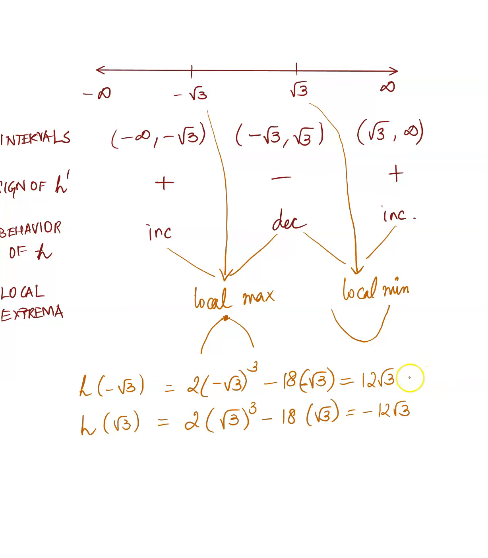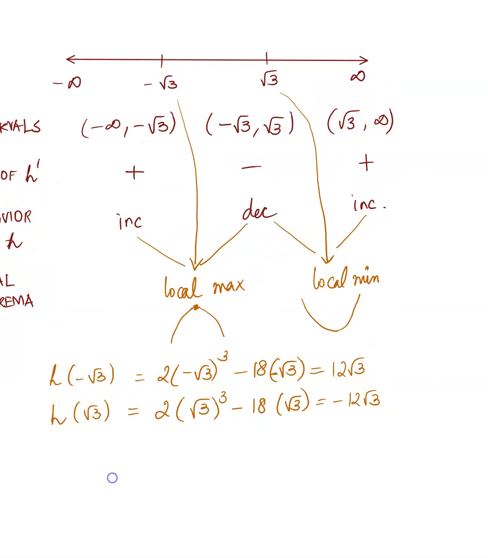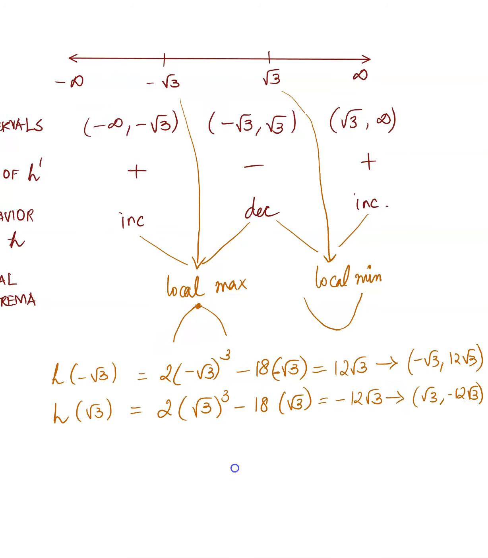All right, so that will be the local, because this assures local max and local min, right? So that is the coordinate for the local max, negative root 3 comma 12 root 3. And this is root 3 comma negative 12 root 3. So those will be your coordinates for these values.